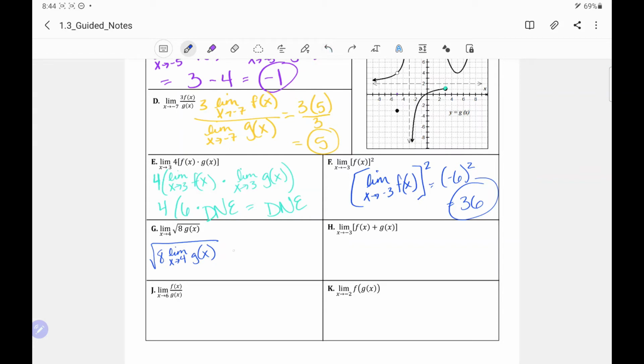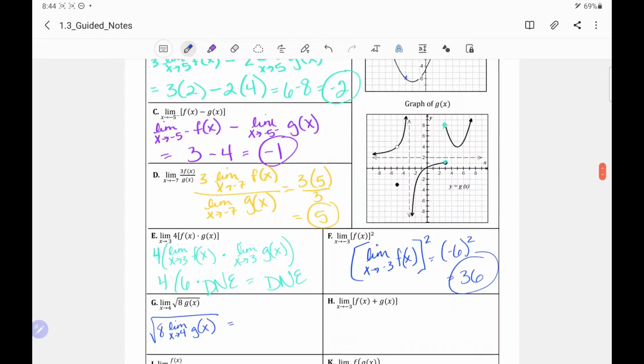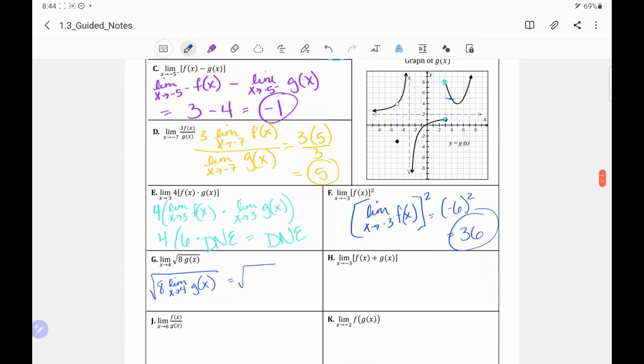Okay, so let's go ahead and work through that process. X goes to 4 of g of x. So here's the positive 4. The value is right here. The answer is 5. So I have the square root of 8 times 5, which is the square root of 40, which we know is 4 times 10. So that would be 2. Oh, that's wrong. 2 square root of 10. 4 times 10. 2 square root of 10. Okay, let's look at the next one.